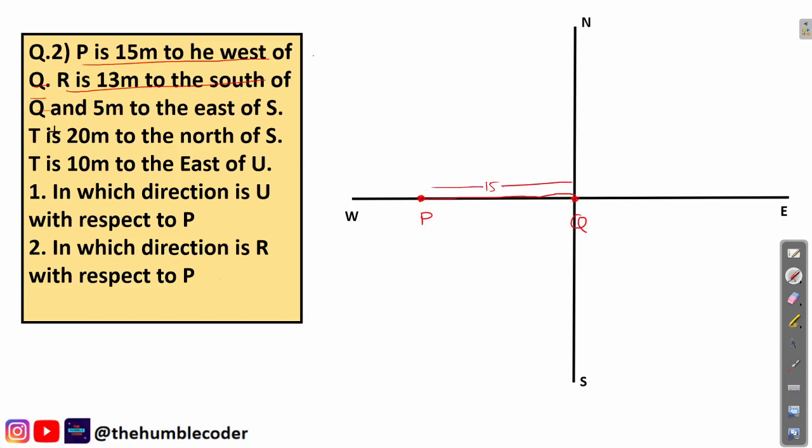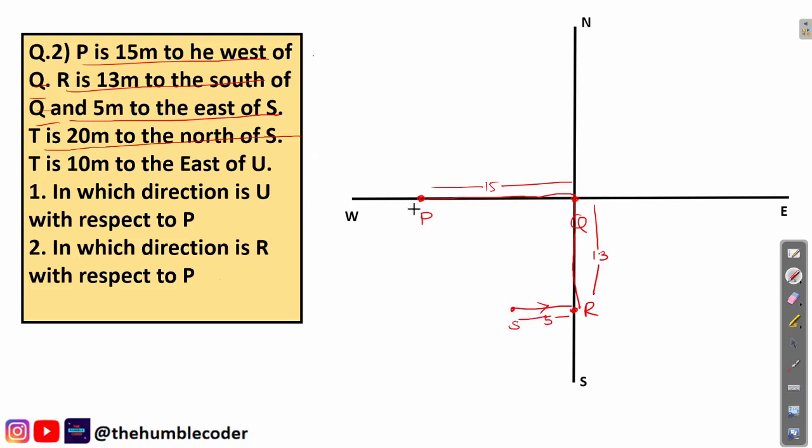R is 13 meter to the south of Q. Okay, so R will be somewhere here, and the distance between these two is 13, and 5 meter to the east of S. So R is 5 meter to the east of S. So if S will be here, then R will be here, and the distance between them is 5.